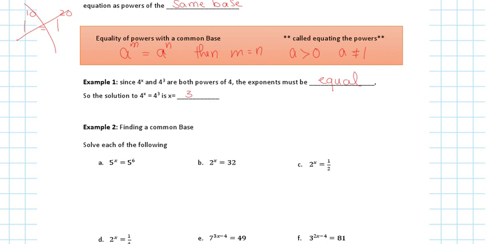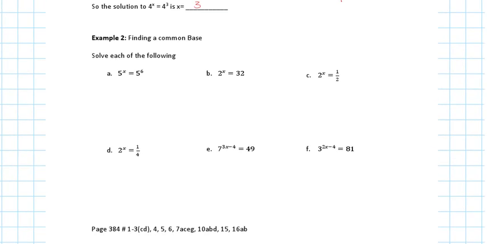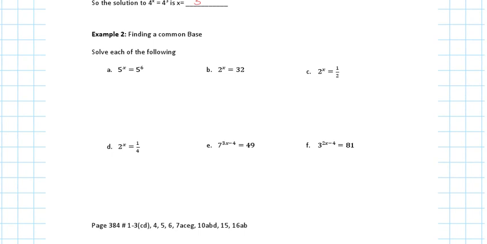Now sometimes the equation is already given to you with the same base. Sometimes you have to make them the same base. So let's look at this example. A, 5 to the power of x equals 5 to the power of 6. So x equals 6. This is an easy one because the base is already the same.